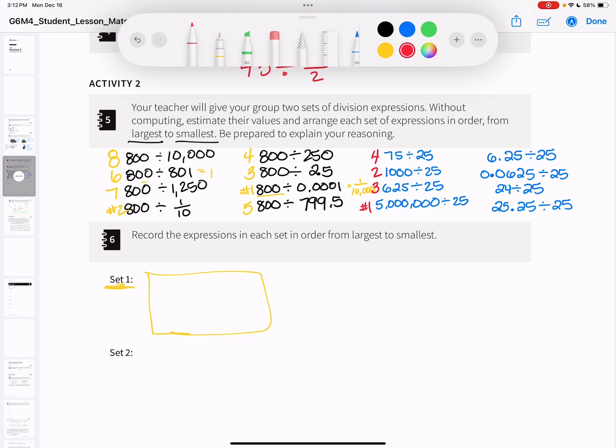Then we have 6 2500ths. We have 625 10,000ths. So that's pretty small. We have 24, and we have 25 and 2500ths. So the next largest would be 25 and 2500ths, then 24, then 6 and 2500ths. Then our smallest is 625 10,000ths. Okay, so you need to write that in order under set 2.